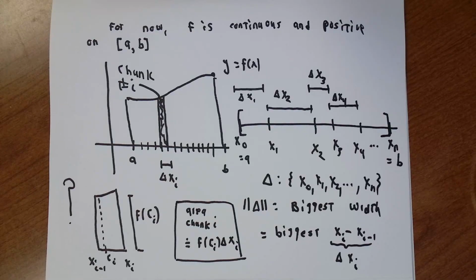I want to reiterate here, at this stage, delta x number I is an actual number. It might be 2 or 0.7 or 0.1 or something. F of Ci is f evaluated at an x number, since that's the variable in the problem, which is within chunk number I.